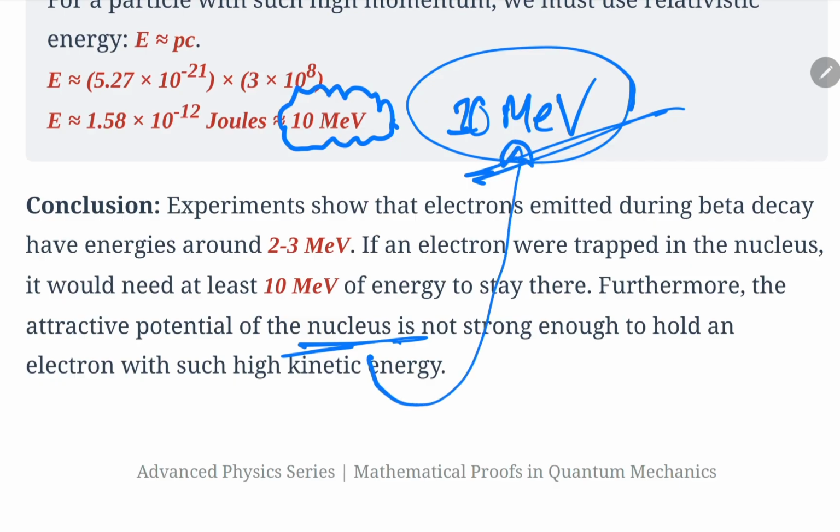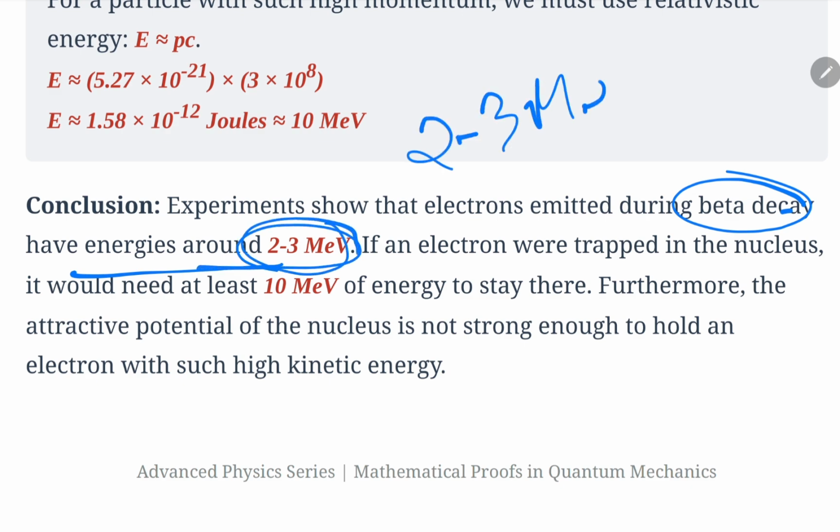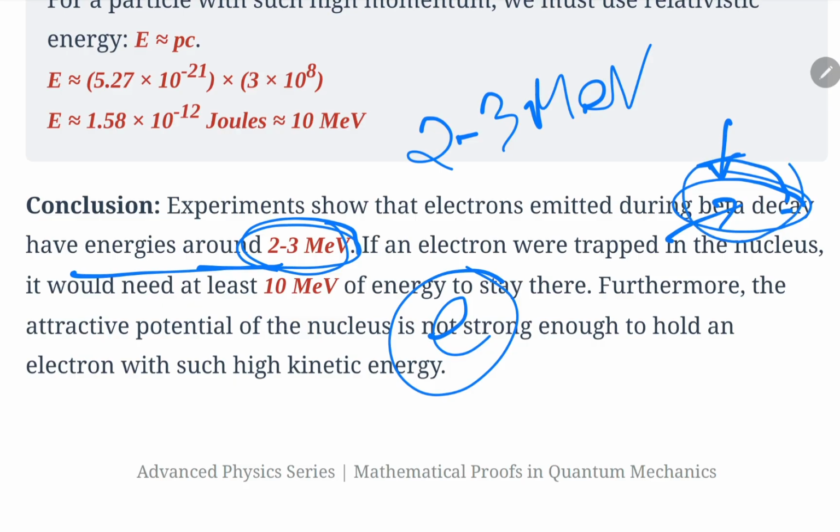That's the one logic. And the second one, which is the most powerful, is that in the case of beta decay, electrons or beta particles emitted from the nucleus are only 2 to 3 mega electron volts, right? Because beta particles are emitted from the nucleus. Beta particles are basically electrons, but they come from the nucleus. And if electrons really could stay inside the nucleus, then in beta decay we would have seen energies of at least 10 mega electron volts, which we don't see. We only see 2 to 3 mega electron volt electrons.